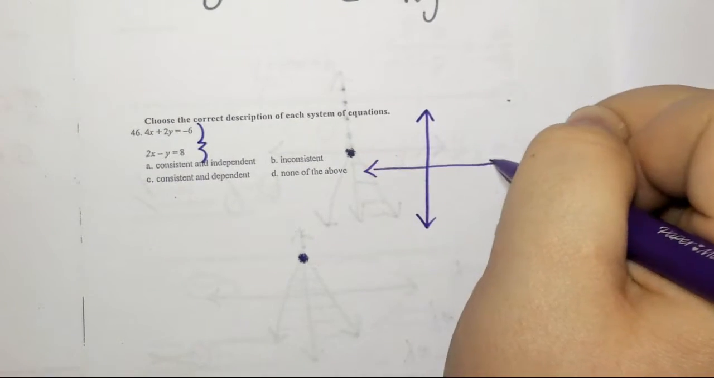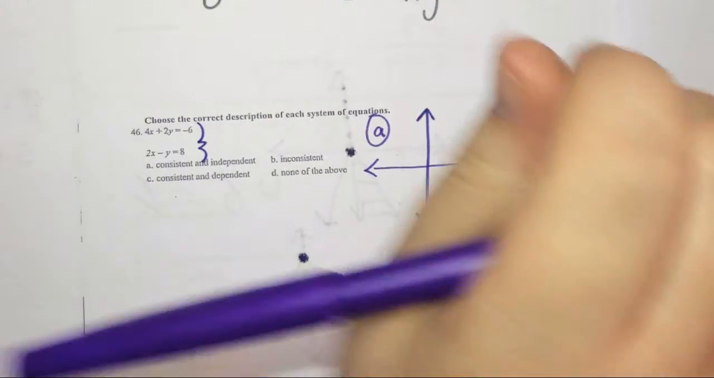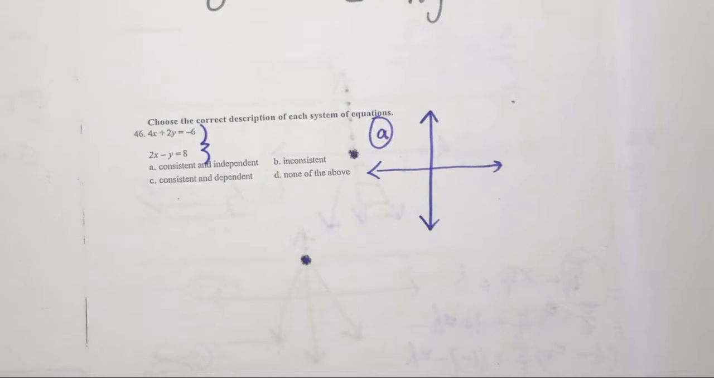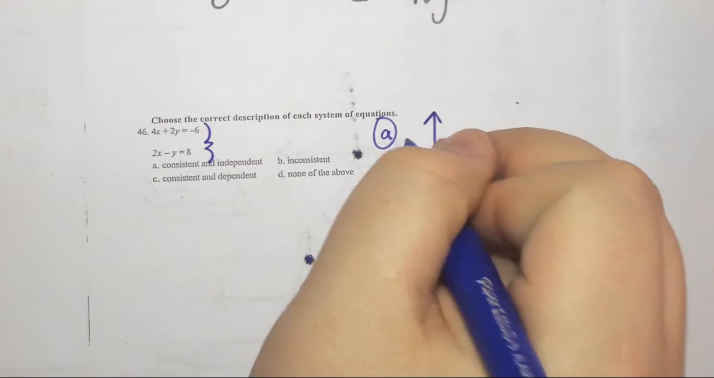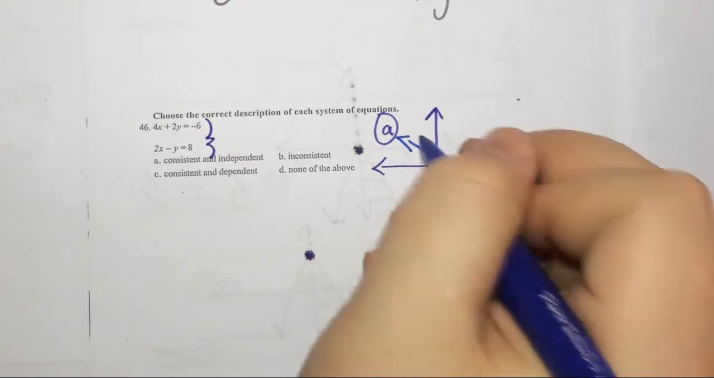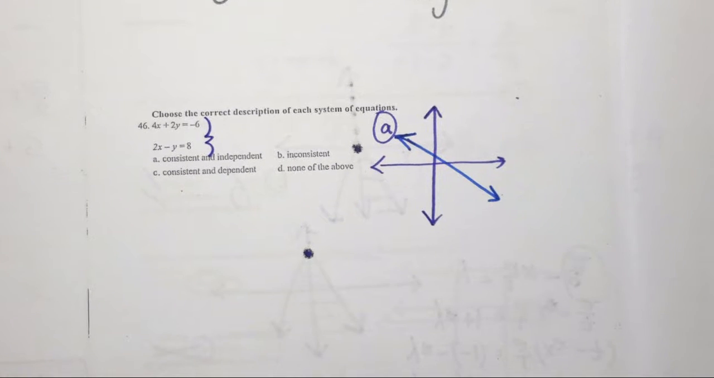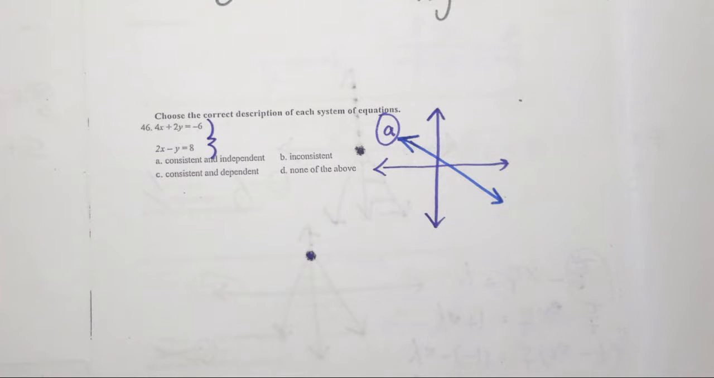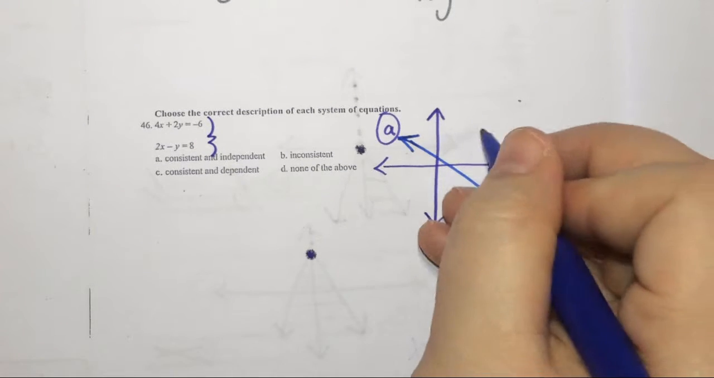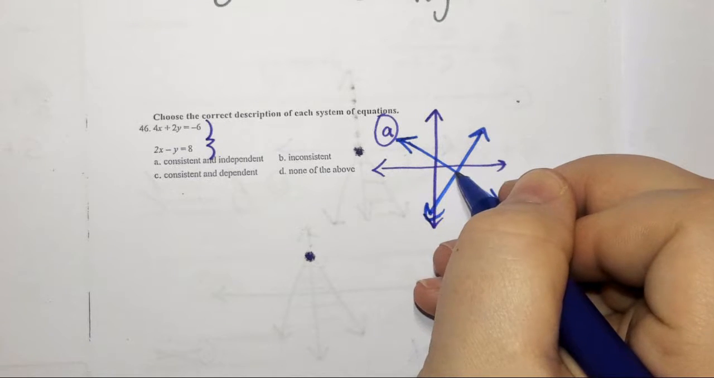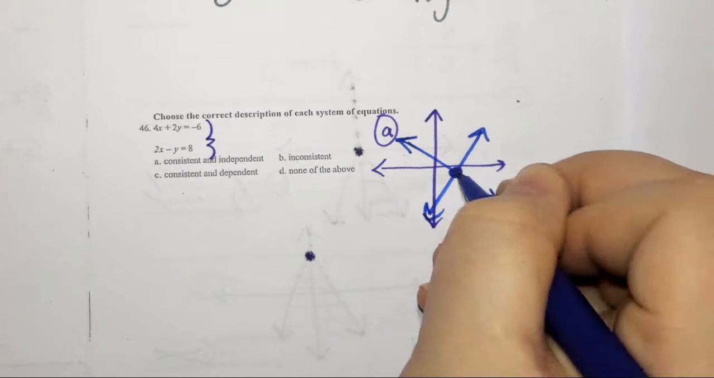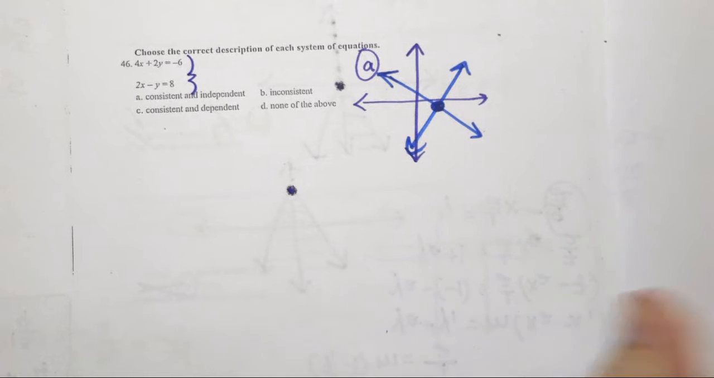The first one, A, consistent and independent. What would that look like? I've got one line. What would happen to the other line? Are they parallel? Do they cross at one spot? Are they the same line? Consistent and independent. What does that look like? They cross at one spot would be consistent and independent because that spot was special.